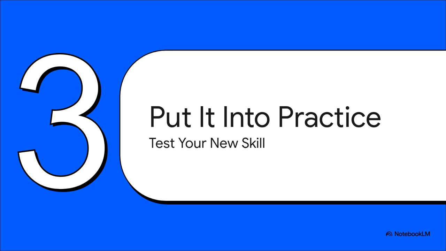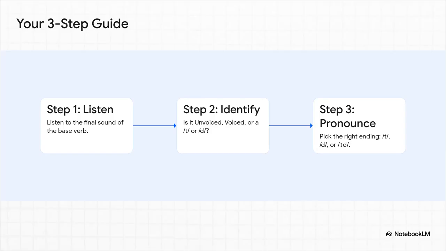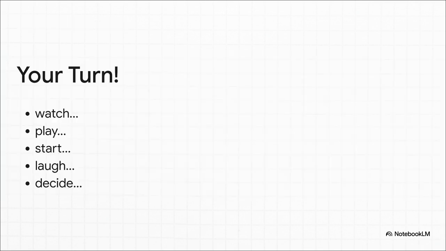Okay, you've got the theory, you've got the 3 rules. Now for the fun part. Let's put it into practice and actually test out your new skill. Here is your simple 3-step mental checklist for any verb. First, just listen to the final sound of the original verb. Second, ask yourself, is it unvoiced, is it voiced, or is it already a T or a D? And third, based on that, you just pick the right ending. That's the whole process.